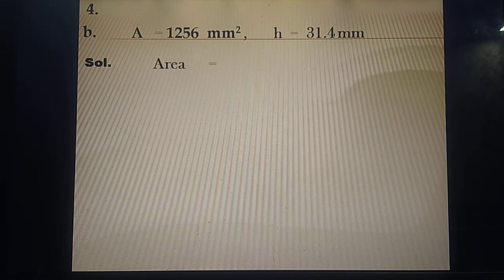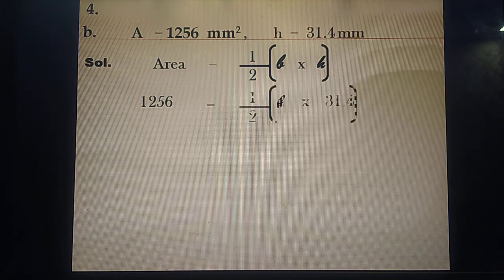Question number 4b. Here, area of a triangle and height is given to you. Again, using the formula of area of a triangle, area is 1256. Height is 31.4, base will come as it is. Again, 1 upon 2 is outside the bracket. You will shift it first. As it's a fraction, shift the reciprocal of it.